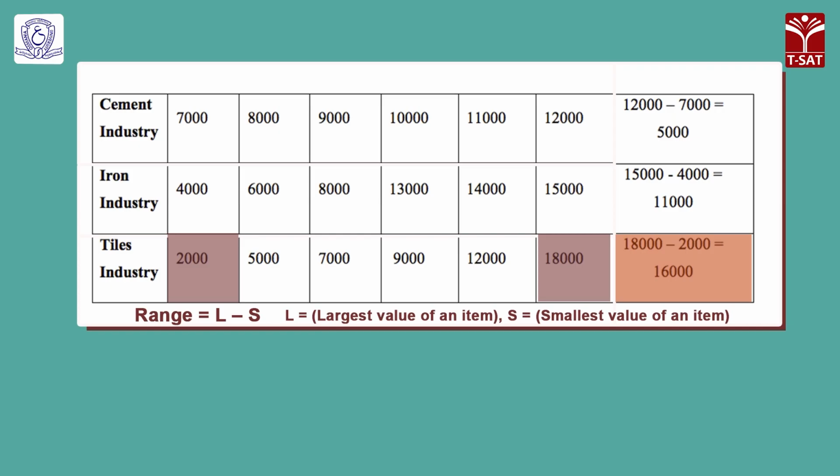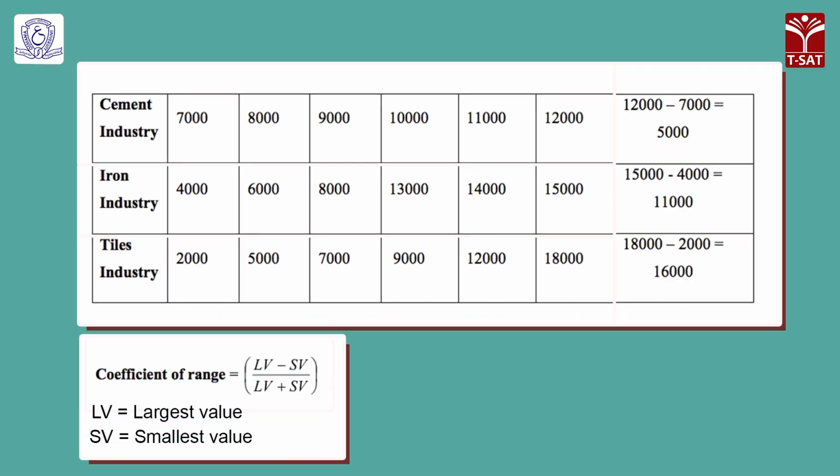If the range is lower, that means the variation is less scattered, and if the range is higher, the variation is more scattered. Now, let us discuss how to calculate the coefficient of range. Coefficient of range is equal to (LV minus SV) divided by (LV plus SV), where LV is equal to largest value and SV is equal to smallest value.